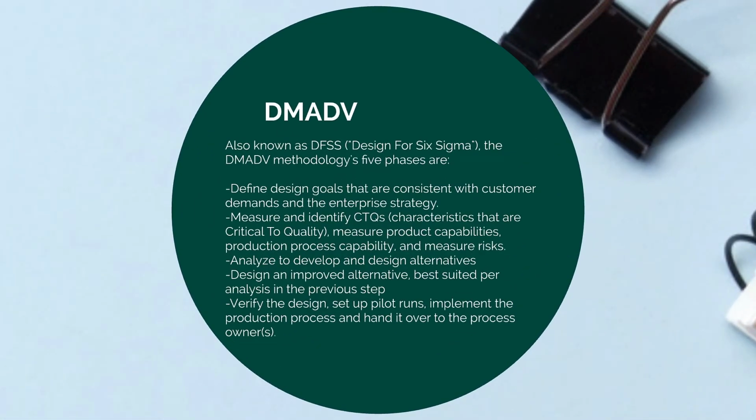Also known as DFSS, or Design for Six Sigma, the DMADV methodology's 5 phases are: Define design goals that are consistent with customer demands and the enterprise strategy. Measure and identify CTQs, characteristics that are critical to quality. Measure product capabilities, production process capability, and measure risks. Analyze to develop and design alternatives. Design an improved alternative best suited per analysis in the previous step. Verify the design, set up pilot runs, implement the production process, and hand it over to the process owners.